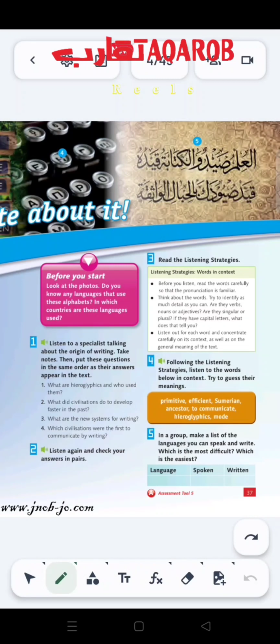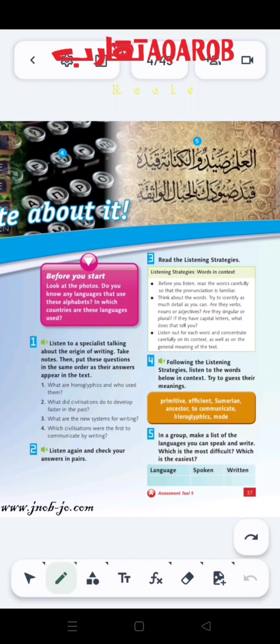And hieroglyphics. What's the meaning of hieroglyphics? Hieroglyphics is a type of writing used in the past, in the time of the Egyptians. So hieroglyphics is an ancient Egyptian form of writing in which pictures represent words. So they use pictures instead of words as a type of writing. For example, this is a sentence: one of the first forms of writing was Egyptian hieroglyphics.